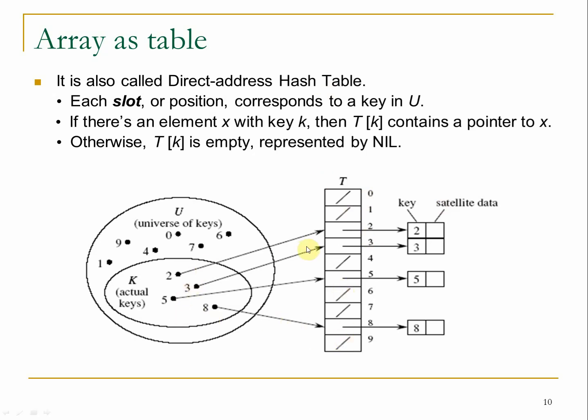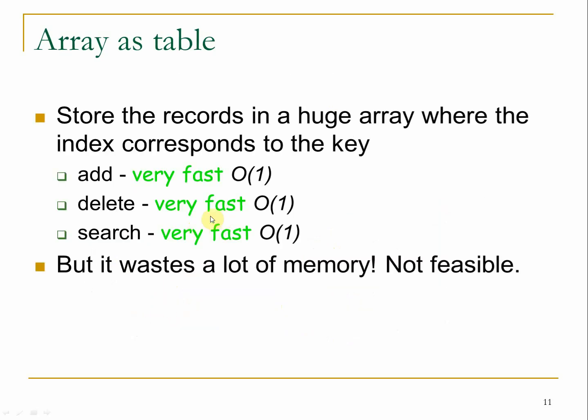And for the key attributes that have been mapped, we will be able to have some values mapped over there. So those are the actual keys that have been mapped, and there is the universe of keys that are available. By doing so, insert, delete, and search all operate with performance of Big O of 1. And that's the best thing that can happen.